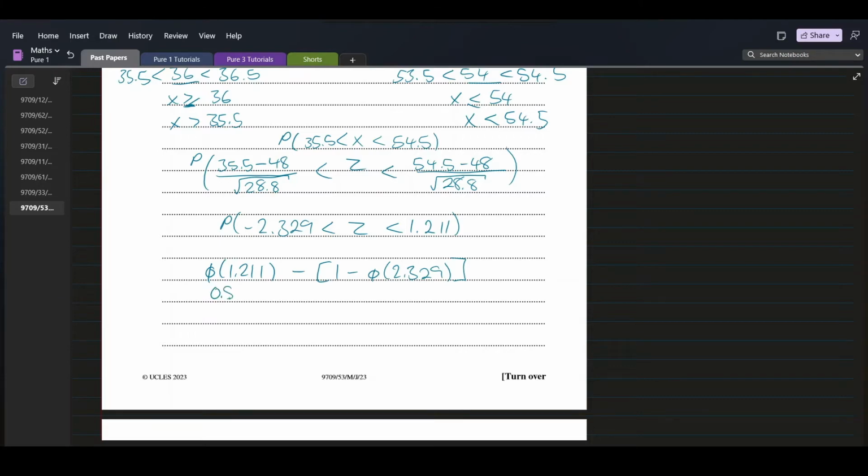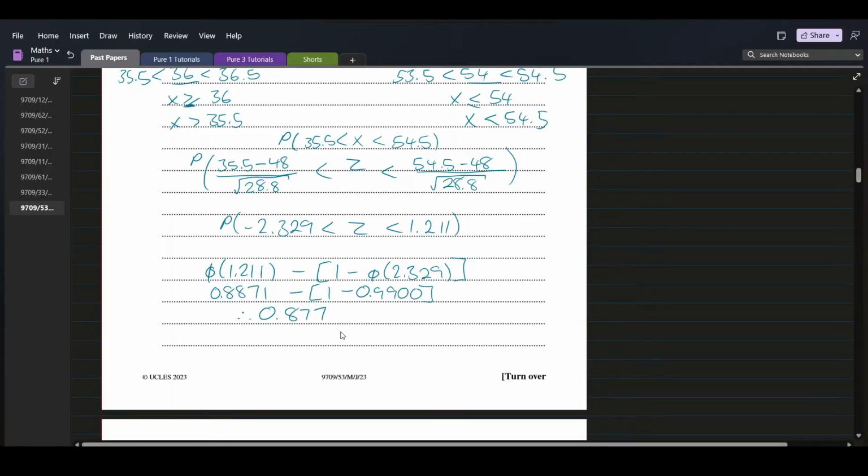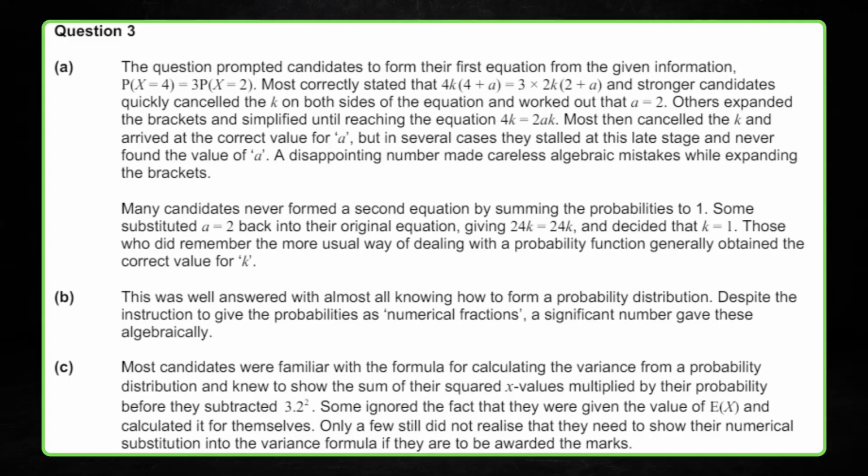So that's 0.8871 minus 1 minus 0.9900. And so if we simplify this, that's 0.8871 minus 1 minus 0.99. That gives us, therefore, 0.877, correct to 3 significant figures, and that's our final answer.